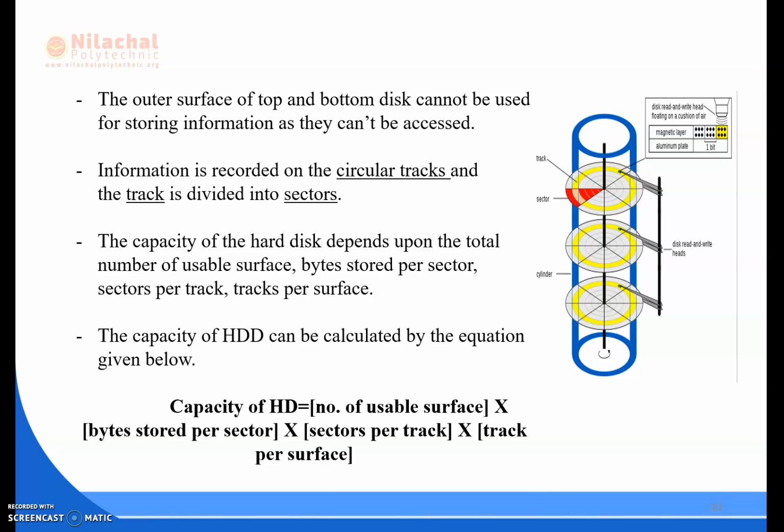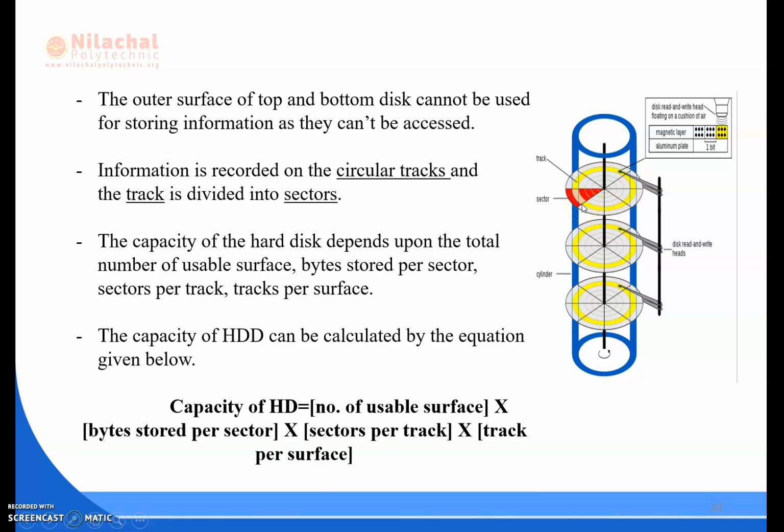Information is recorded over circular tracks, and each platter's circular tracks are divided into arcs, that is, they are divided into sectors, each arc consisting of one sector. So these circular paths are known as tracks, whereas these divisions are known as sectors.